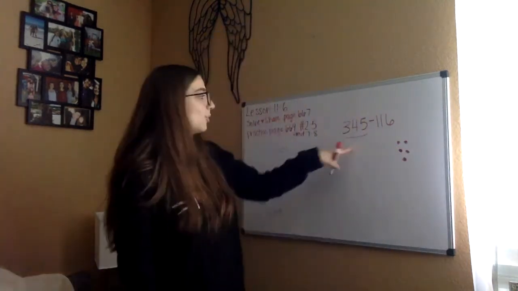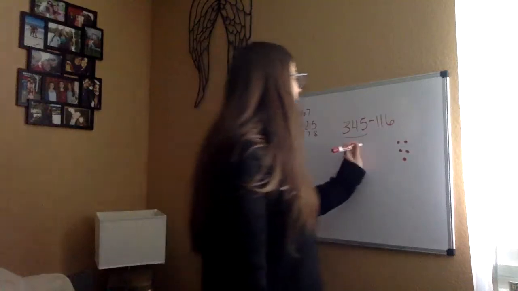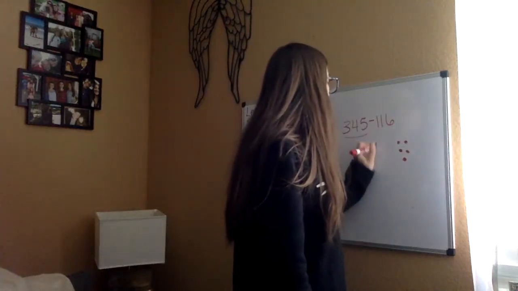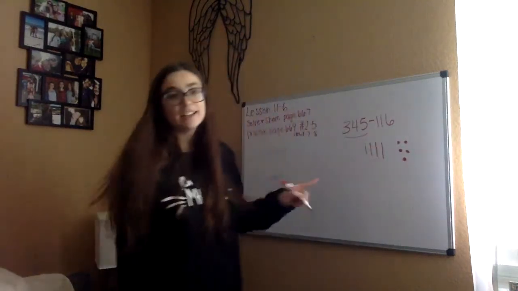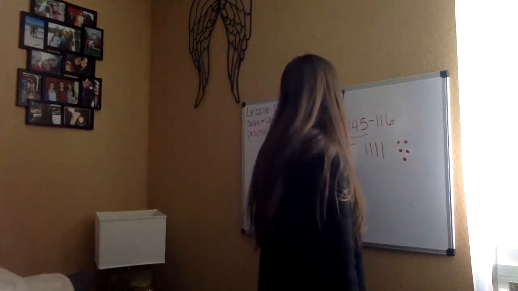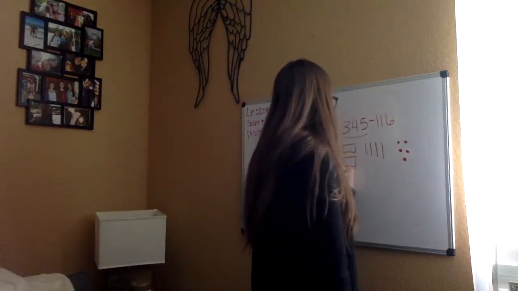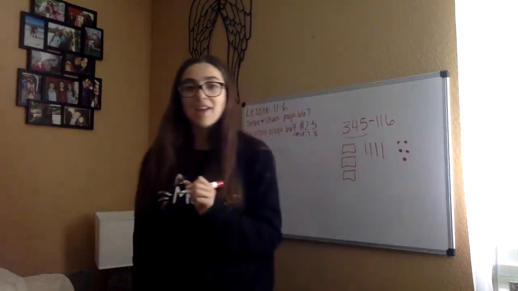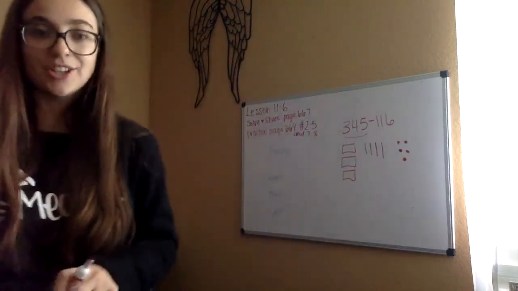I have 4 tens. Tens look like sticks. 1, 2, 3, 4 tens. And I have 300. So I'm going to draw 300 flats is what they're called. 1, 2, and 3. Now that I have my place value blocks drawn, I'm going to start doing my subtraction.